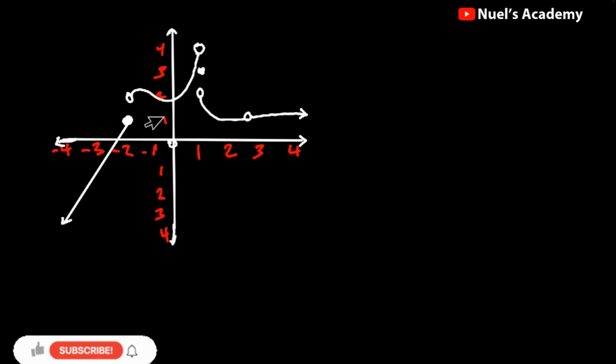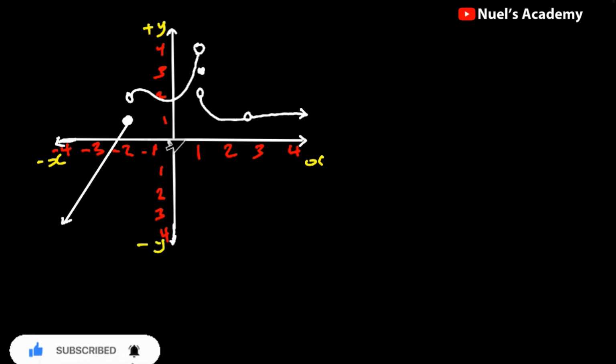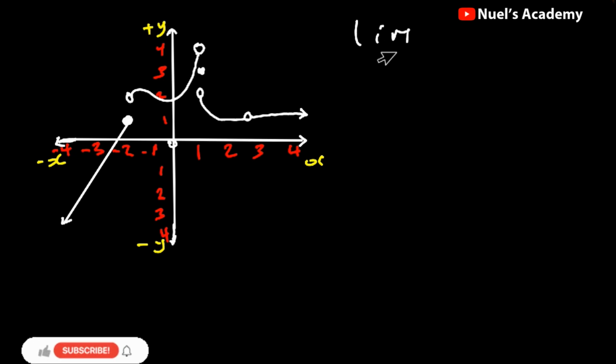So let's discuss the graphical method of solving limits. We have x here, and then negative x, we have positive y, and then negative y. Now, using a graph to solve limits, we'll be considering the left-hand limit and the right-hand limit. So let's evaluate the limit as x approaches negative 2.